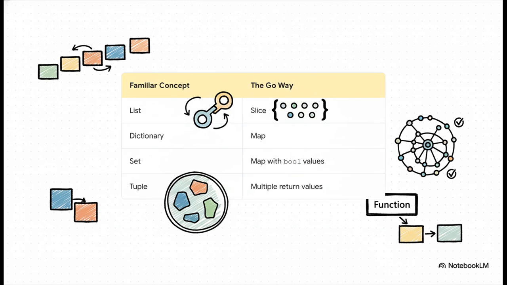So let's just do a quick final recap on our translation guide. Anytime you're thinking, I need a list, in Go, you're going to reach for a slice. When you think dictionary, you're going to use a map. Need a set of unique items? Use that clever map with Boolean values trick. And for a tuple, you're going to use Go's amazing multiple return values. It's a really small set of tools, but man, they can do just about anything.